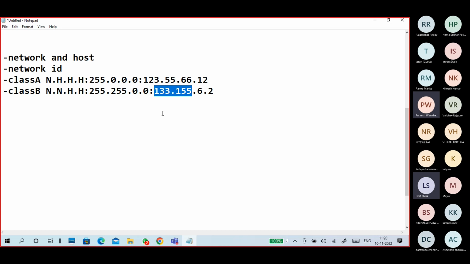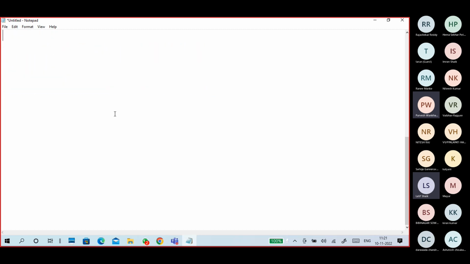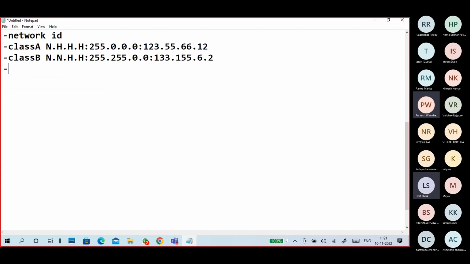So if you take it as a single network, these portions should not be changed in the entire network. The host can change. Host means system ID. Network means network identification. Hosts are in the same network. So without writing it down, you can also tell the answer. That's the practice required.